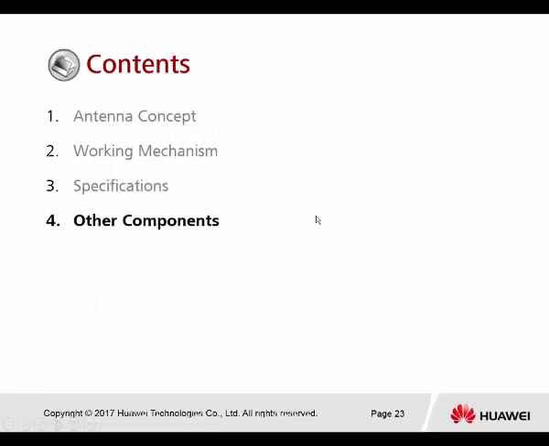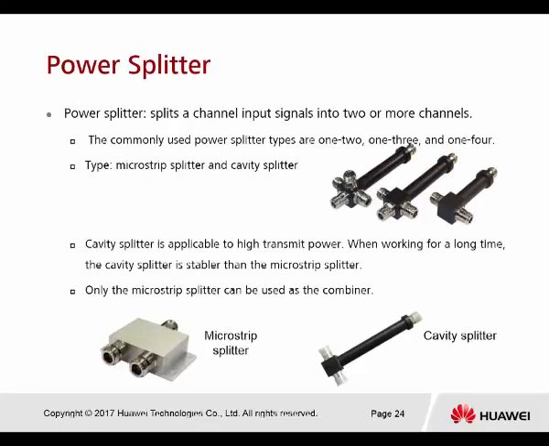Content number 4, other components. The power splitter. This allows you to split a channel input signal into 2 or more channels. The commonly used power splitter types are 1 to 2, 1 to 3, and 1 to 4. 1 splits to 2, 1 splits to 3 or 4. The other types are the microstrip splitter and the cavity splitter. This is a microstrip and this is a cavity splitter.